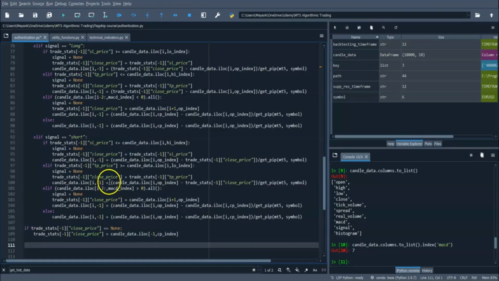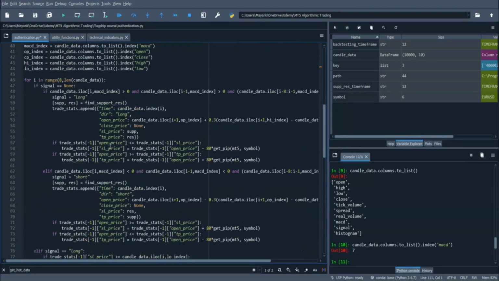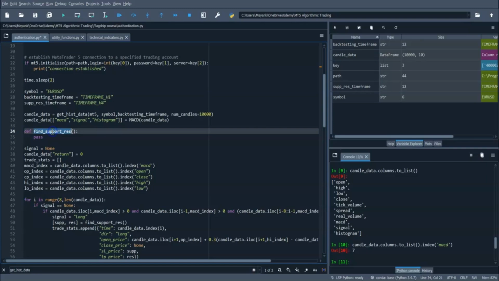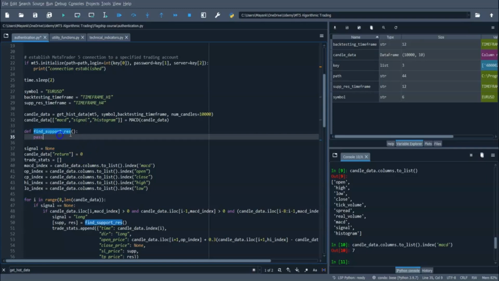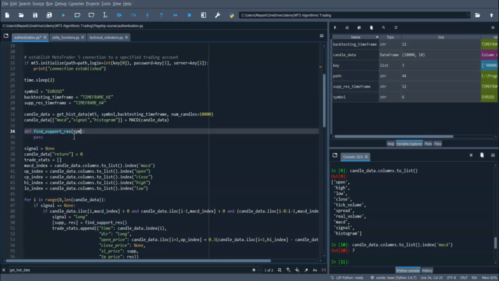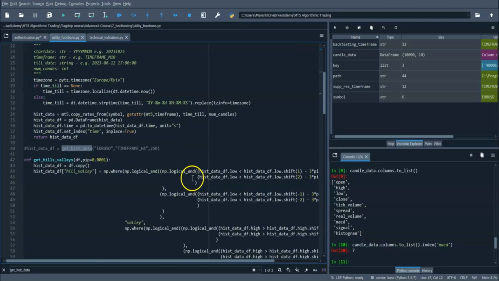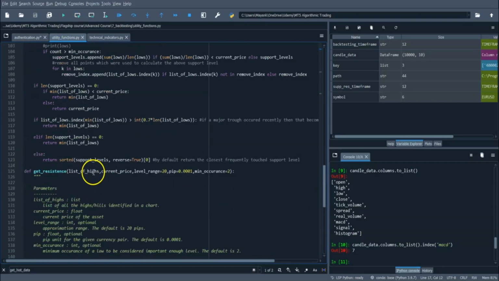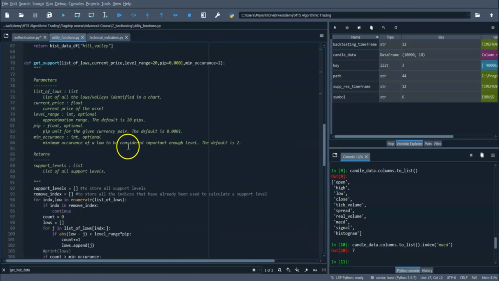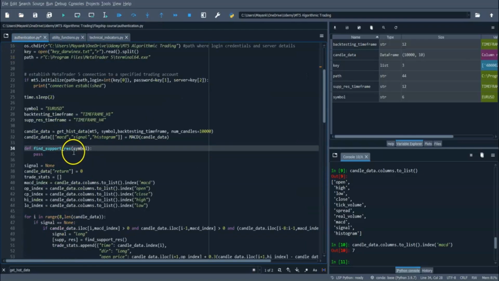Hello friends. So the last piece of the puzzle is updating this find support resistance function. The idea is that as soon as we pass the symbol, this function should give us the support and resistance values. And you may say that, hey, we have already developed get support and get resistance functions previously. So what's new that we are doing here? Essentially, rather than having these functions separately, we are combining them into one. And this would be a more streamlined way of getting both support and resistance using just one function call.